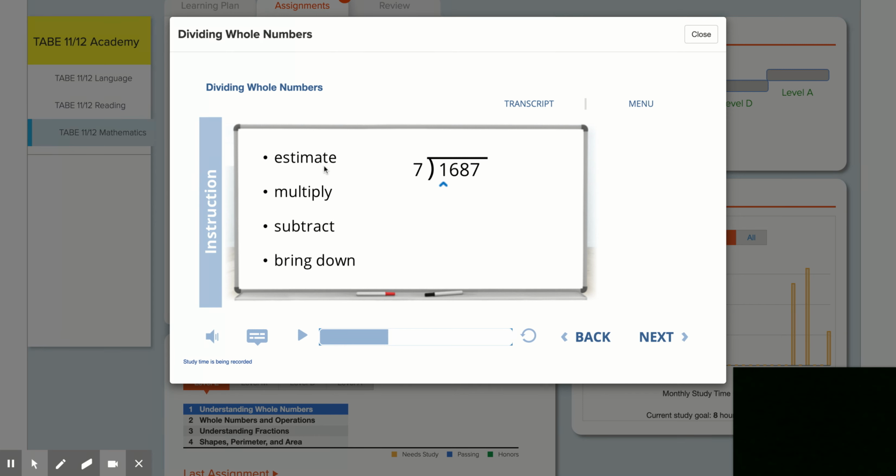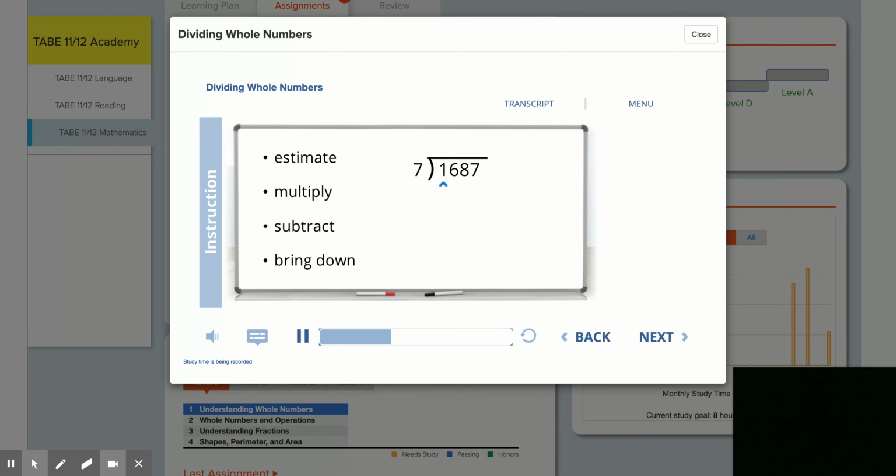And so the first step is to estimate. The second step is to multiply. The third step is to subtract. And then at the end, bring down the next number. So now he's going to talk through how to solve this.